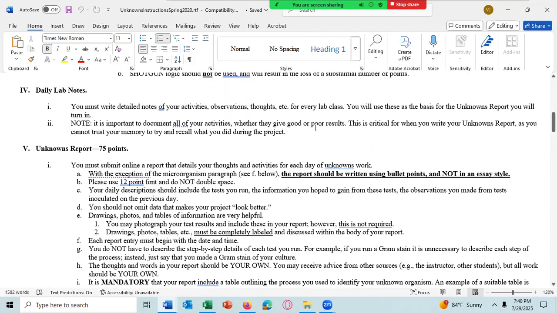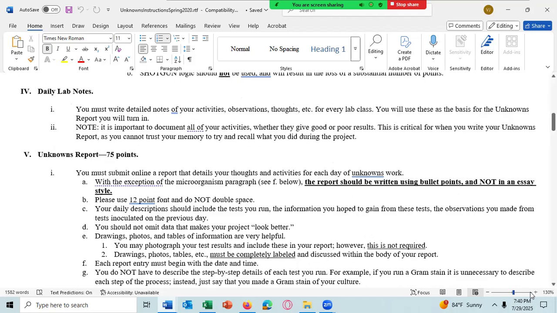Your daily lab notes only need to have the information that is requested. Your unknown report, worth 75 points, must have all of that information, meaning your daily activities, and also has to have a few other things. You should write up your unknown report. Let's blow that up a little more so I can more easily read it. It should be using 12-point font. Do not use double space; use single space.